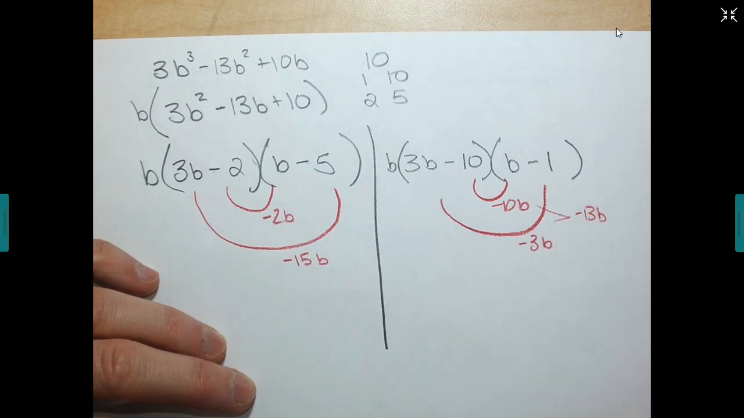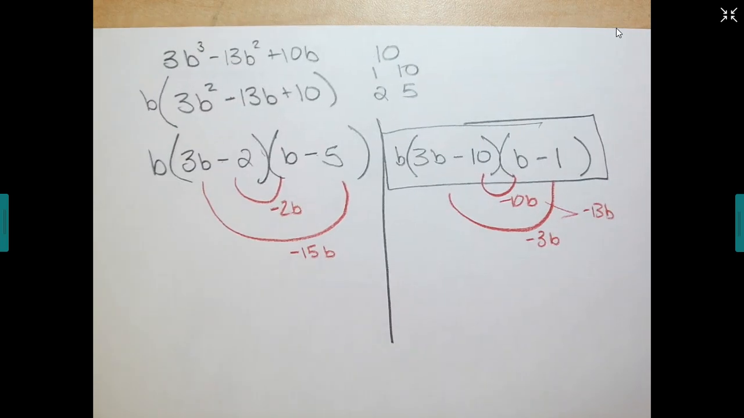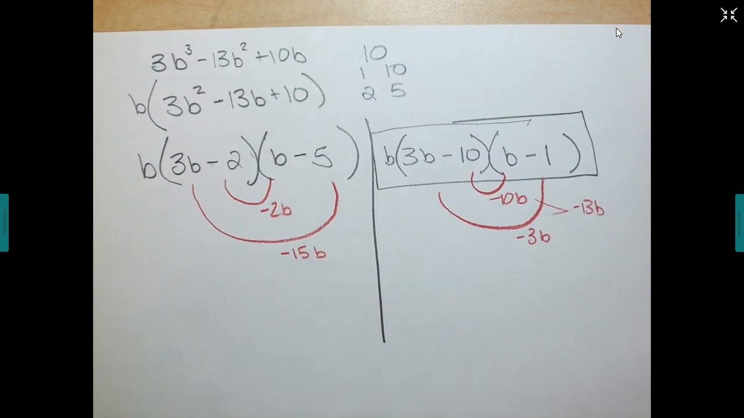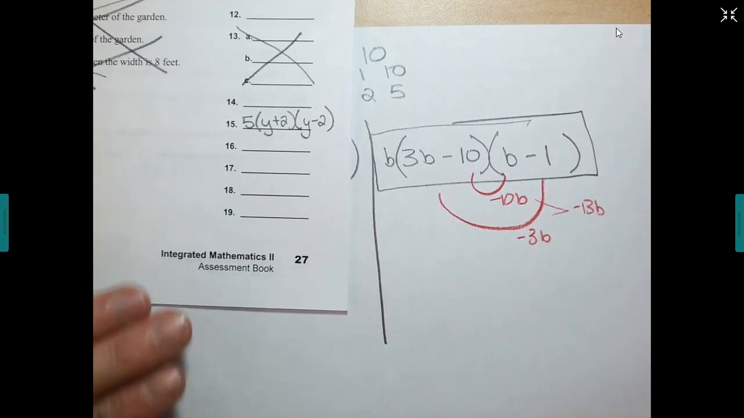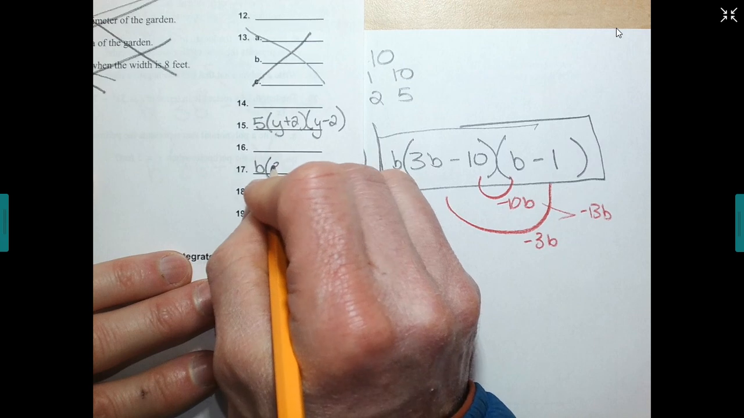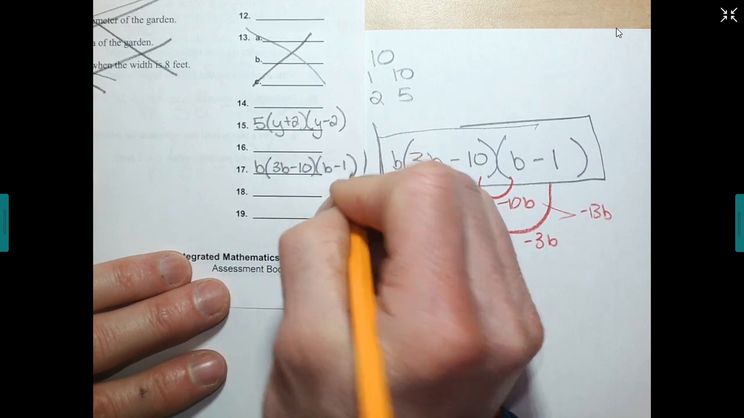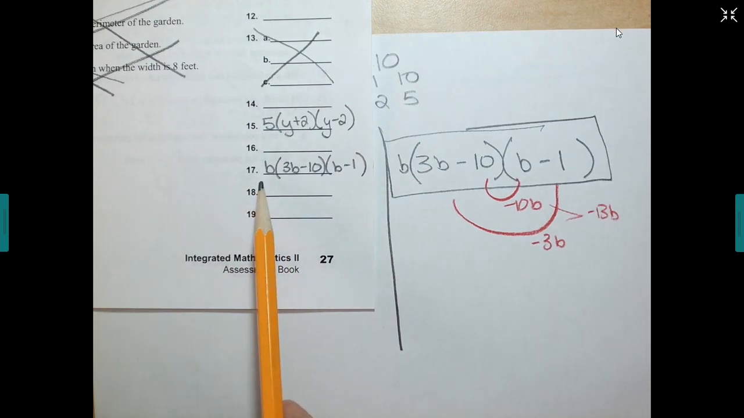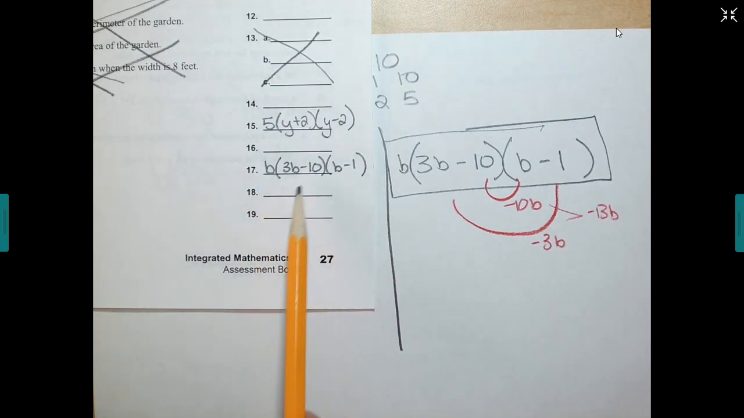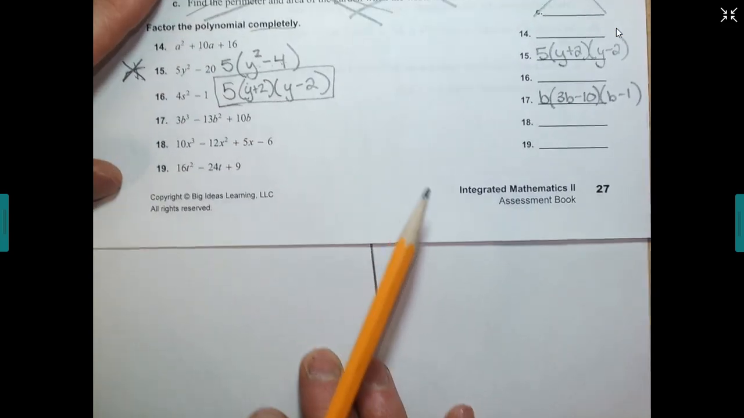There it is. So there's my complete factoring. And it's guessing and checking. That's as good as it gets right there. It's guessing and checking. So I go to, what is this, number 17? Don't forget that b. If you miss that b, you're going to lose half your credit. All right. Now let's go for number 19.